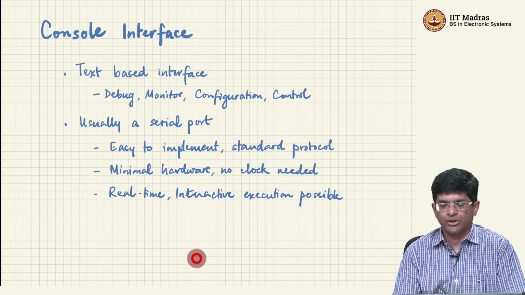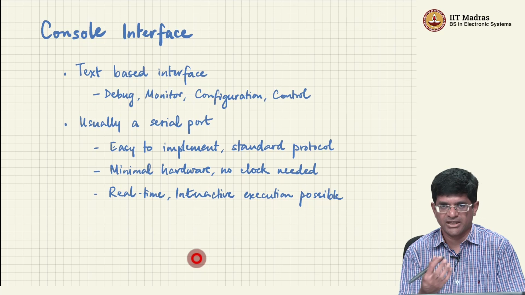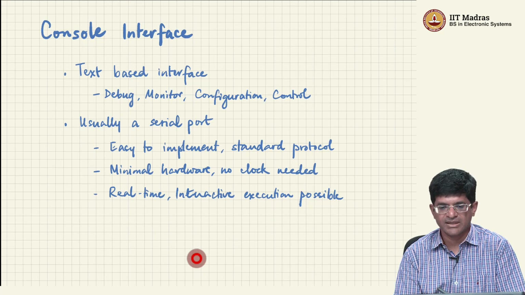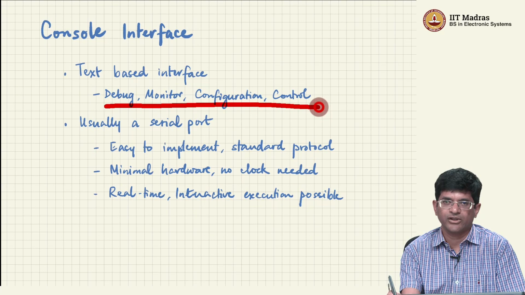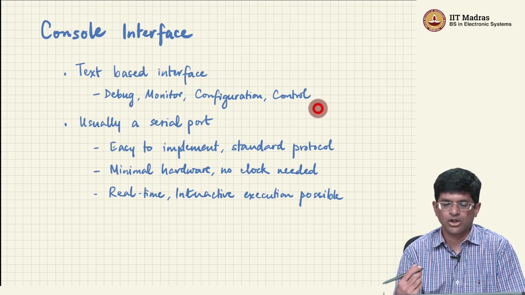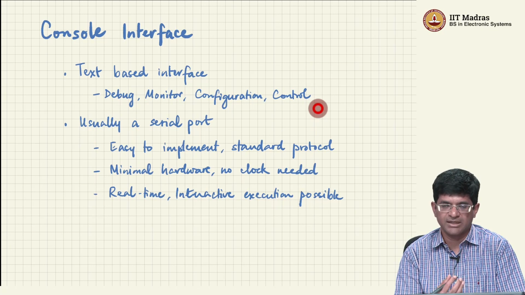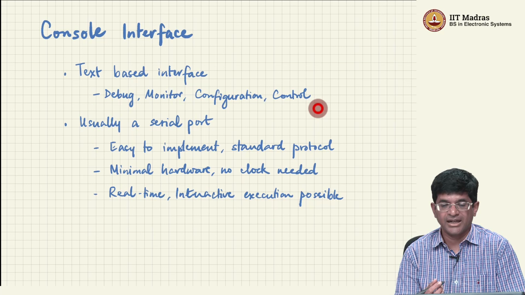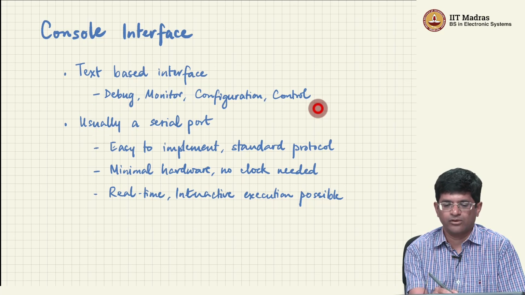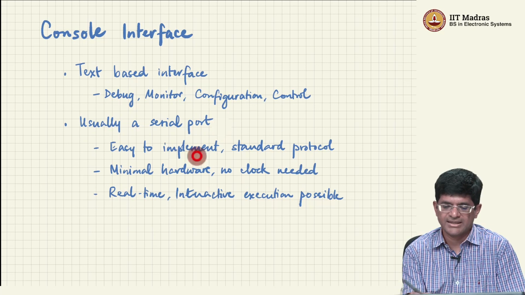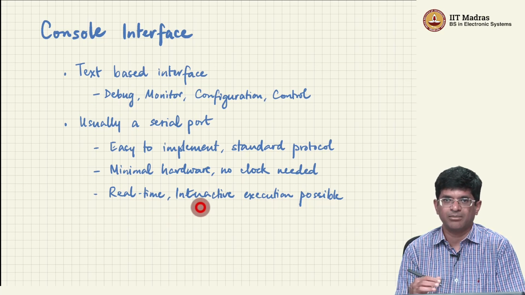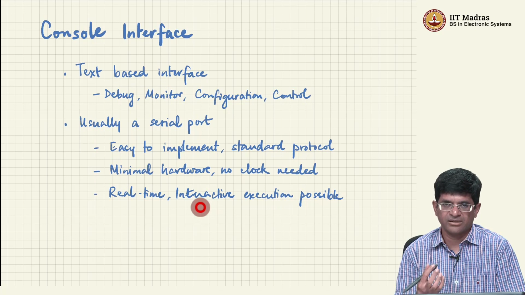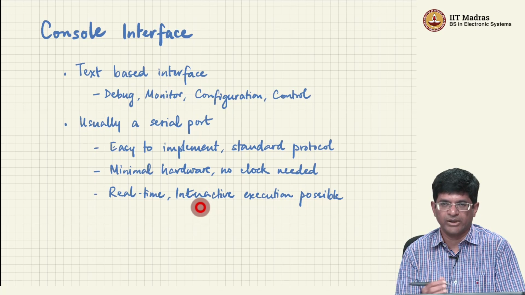Now, a common use of the UART protocol is to provide what is called a console interface, right, and this is again a term that you are likely to come across, especially in terms of using embedded systems. The console is basically a text based interface that is used primarily for debugging, monitoring, configuration and control, right. It is not the most common form of interface for the end user, it is more for the developers, the people who are trying to build and debug a system. And because of the simplicity of the UART protocol, very often the console interface is a serial port, right. It is easy to implement, it requires minimal amounts of hardware, and it provides real time interactive execution. You can actually type in commands and debug the system using a very simple kind of a serial port hardware. Okay.